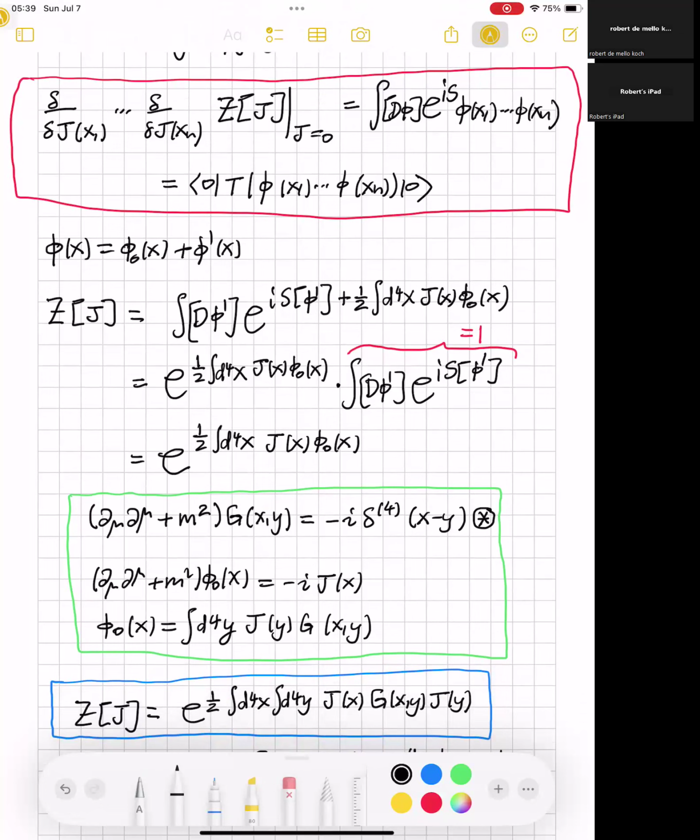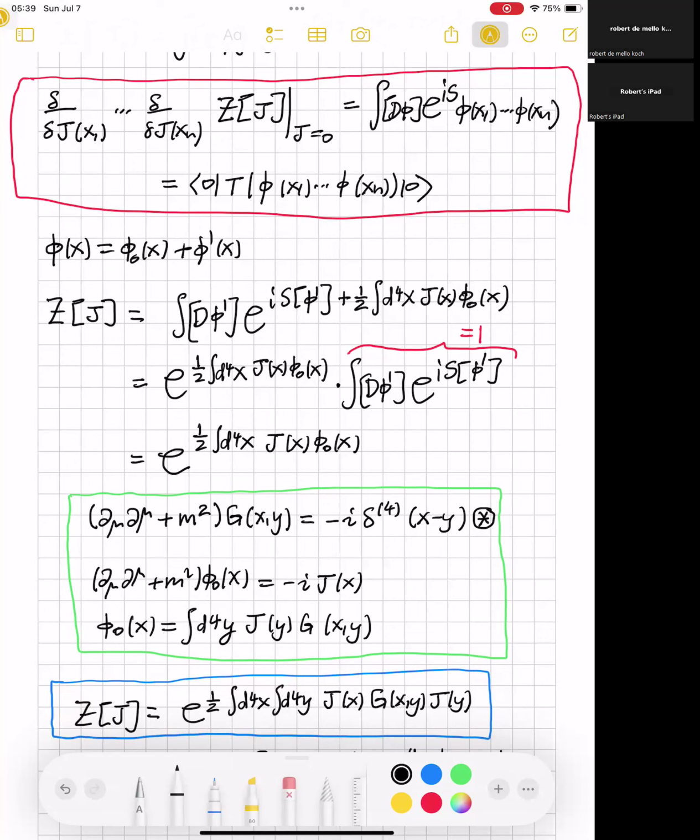If we can calculate Z of J and work out these derivatives, set J equal to 0, we can compare it to what we obtained using operators, and this will really be our demonstration that the path integral is completely equivalent to what we did with operators. So at this point, what we've been trying to do, we've been trying to calculate Z of J. Now, how did we do that?